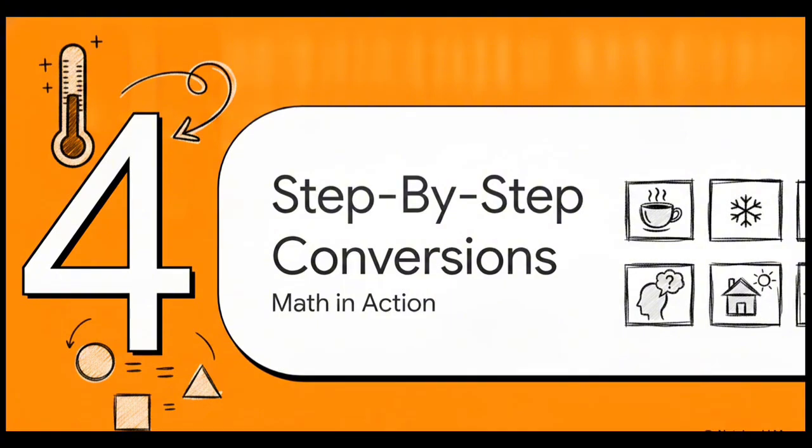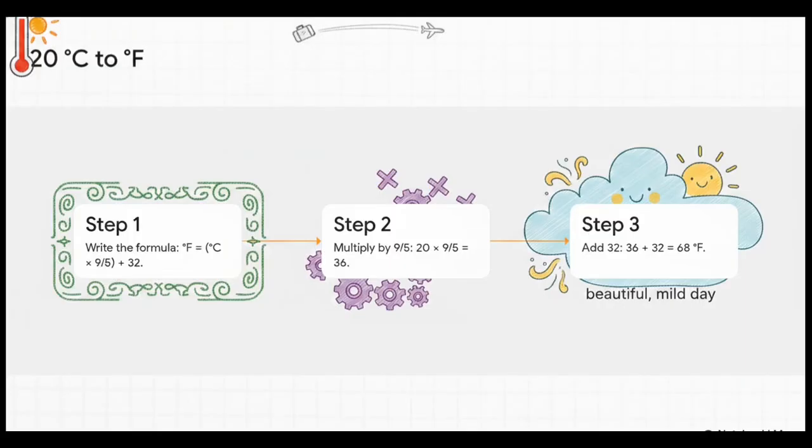Okay, Section 4, Step-by-Step Conversions, Math in Action. We've got the rules down, so let's slow the pacing down a bit and put this math into action with 4 real-world examples. Example number 1. Let's say you're traveling and the forecast says it's going to be a mild 20 degrees Celsius. What is that in Fahrenheit?